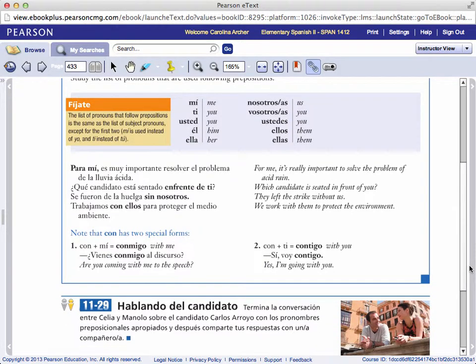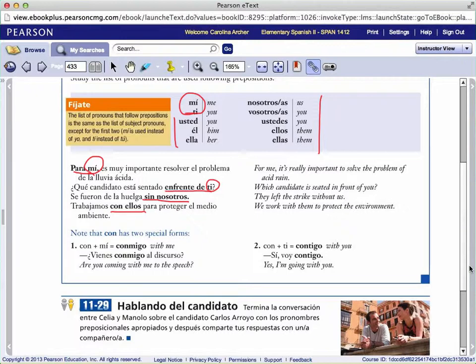Para mí es muy importante, para mí es muy importante resolver el problema de la lluvia ácida. O ¿qué candidato está sentado enfrente de ti? Okay, so mí and ti are the only ones that are different from the others. All the others are the same as the subject pronouns. Se fueron de la huelga sin nosotros. Trabajamos con ellos.